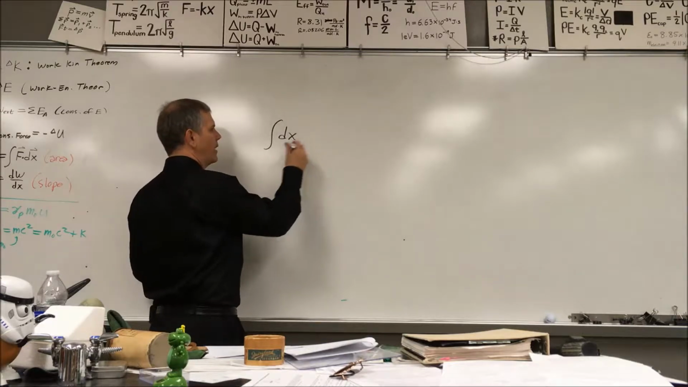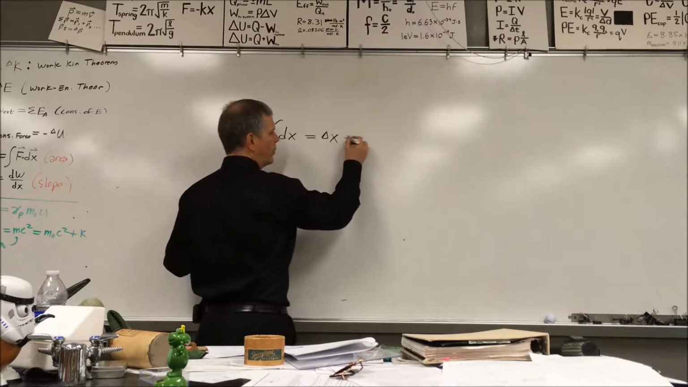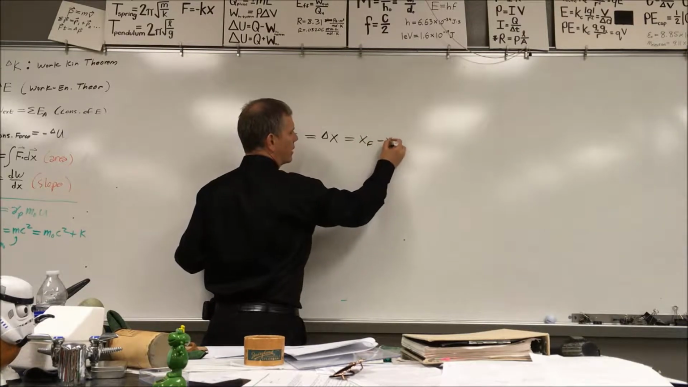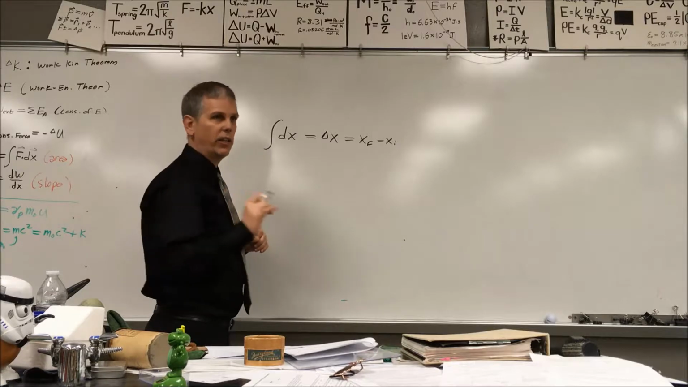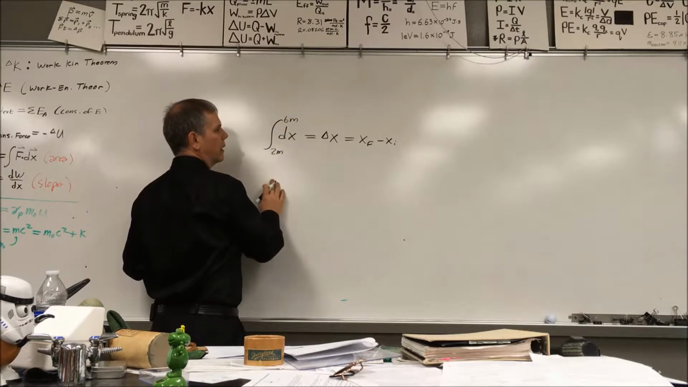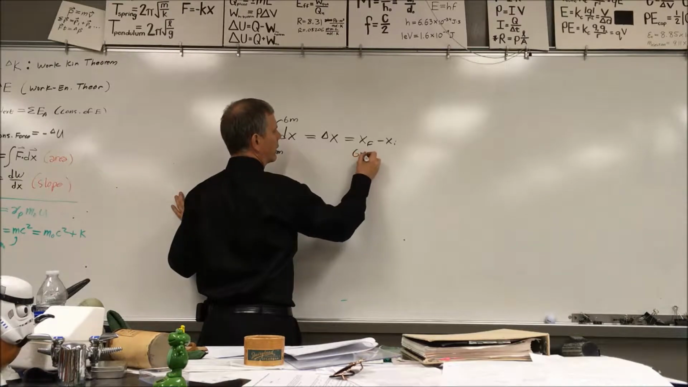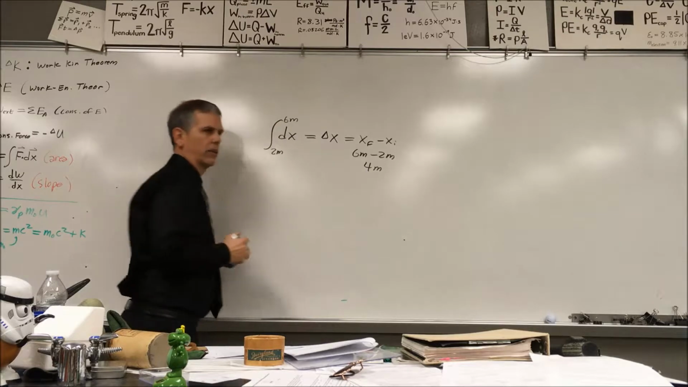And when you take the summation of that, when you add them all up, you get delta x, which is equal to final minus initial. And if I wanted to know exactly how much it is, then I put on limits. I put in my final minus my initial, and that gives me my delta x.